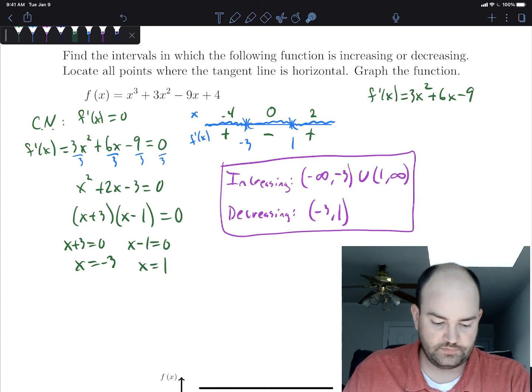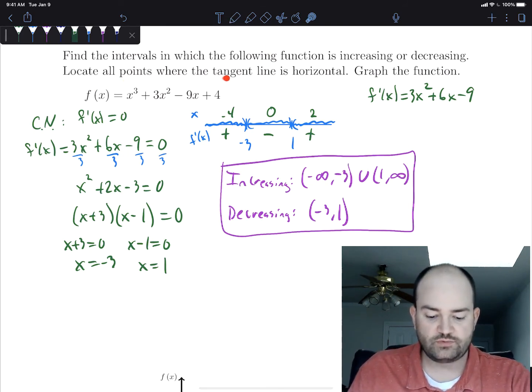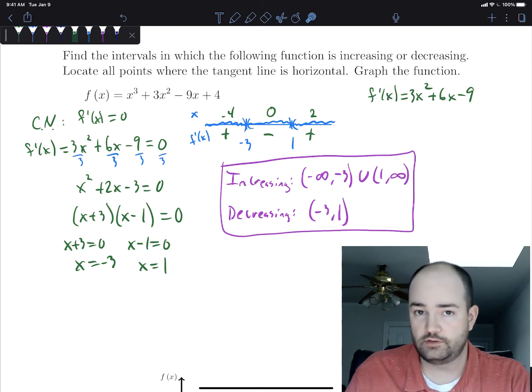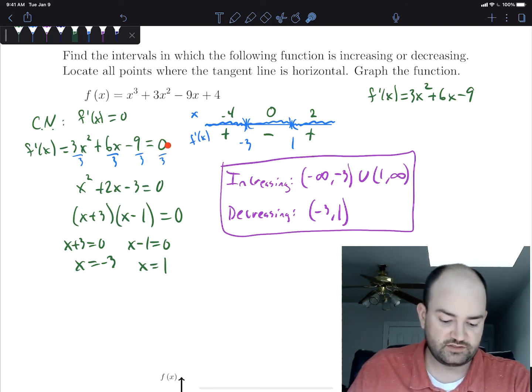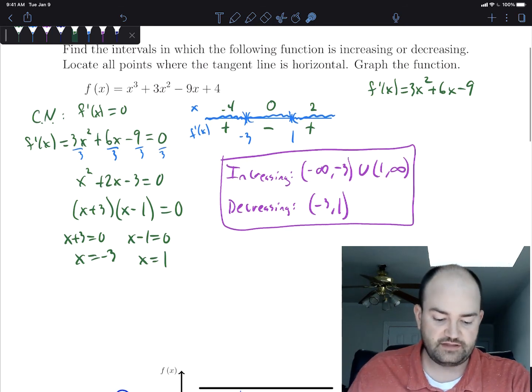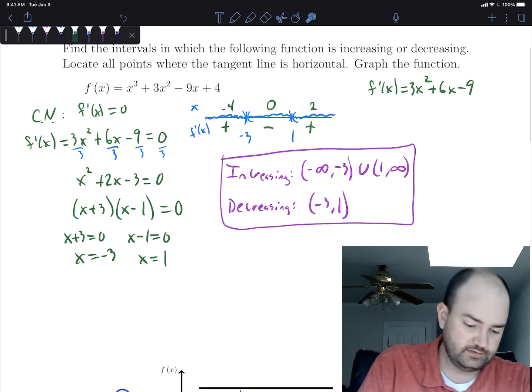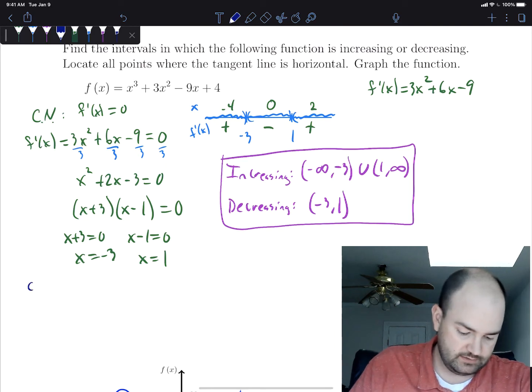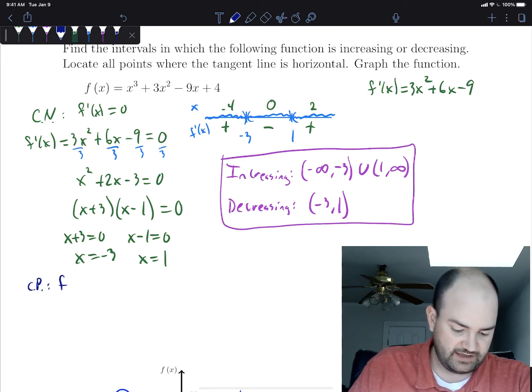Excellent. It also says to locate all points where the tangent line is horizontal, aka where do the critical numbers occur, because we set this function equal to 0. The critical numbers occur at -3 and 1, so to find the critical points, the CP, we need to find f of -3 and f of 1.